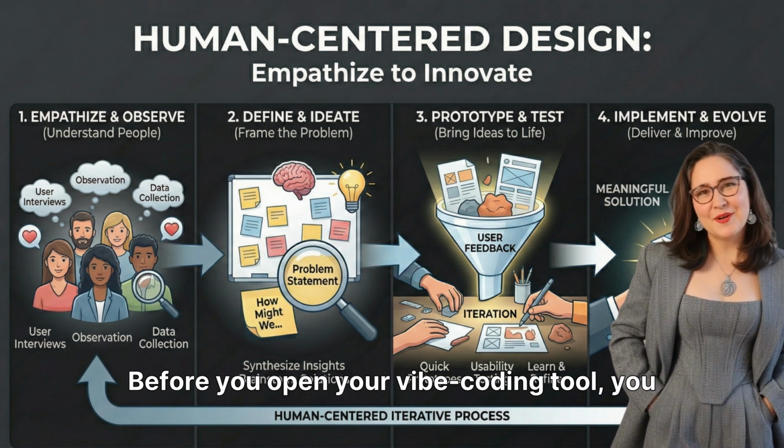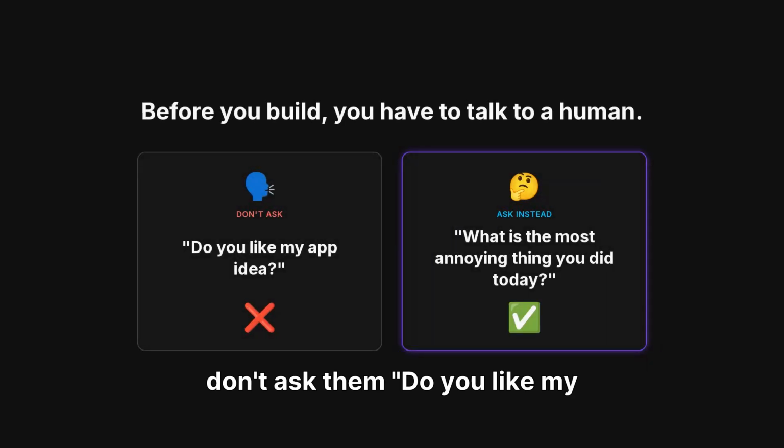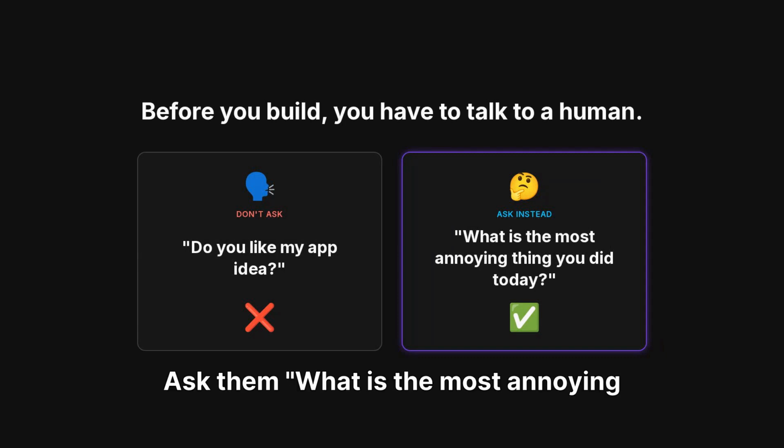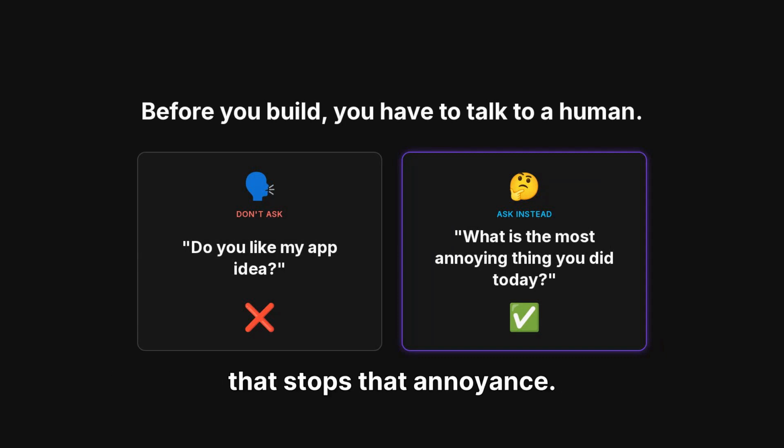Before you open your vibe coding tool, you have to talk to a human. When you do talk to a human, don't ask them, do you like my app idea? They will lie to be nice. Ask them, what is the most annoying thing you did today? Then design something that stops that annoyance. That's it. That's the whole degree.